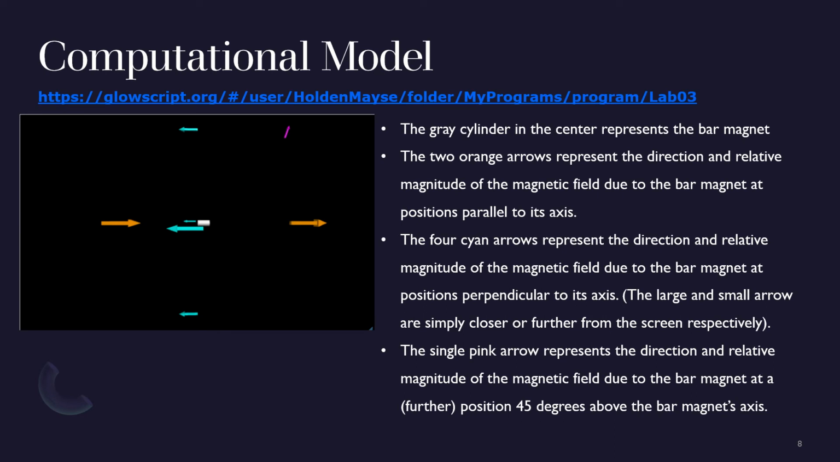In this computational model, the gray cylinder in the center represents the bar magnet. The two orange arrows represent the direction and relative magnitude of the magnetic field due to the bar magnet at positions parallel to its axis. The four cyan arrows represent the same for positions perpendicular to the bar magnet's axis, and the single pink arrow represents the same for a single position that is 45 degrees above the bar magnet's axis.